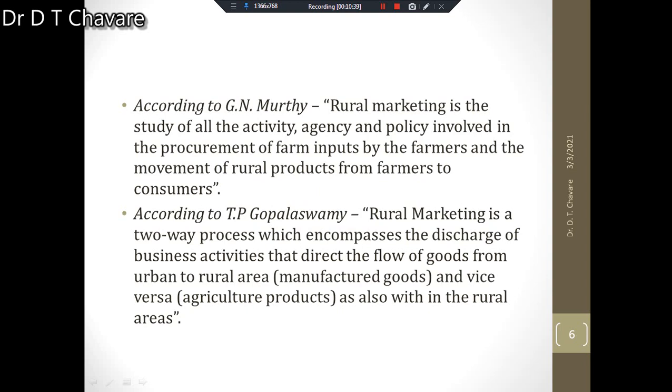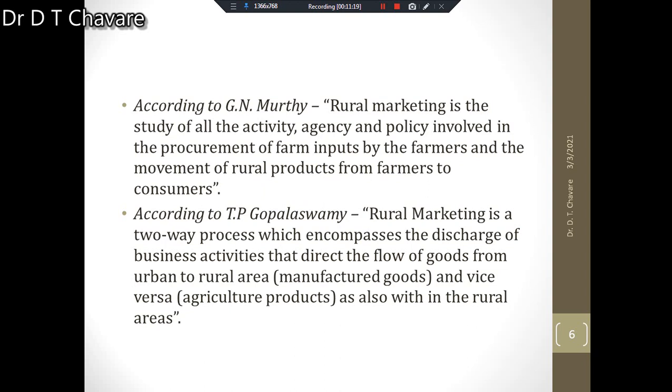According to G.N. Murthy, a very important definition is given here. According to G.N. Murthy, rural marketing is the study of all activity, agency and policy involved in the procurement of farm inputs by the farmer, and the movement of rural products from farmer to consumers.